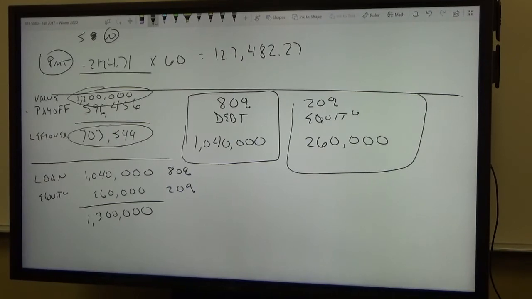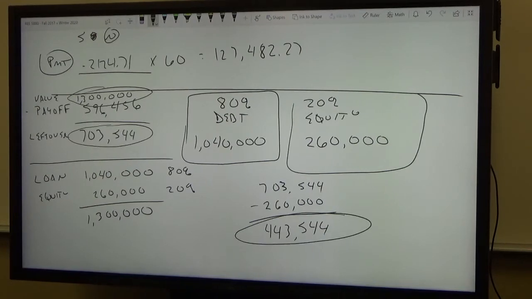Now, this 260 is going to come out of our what? That leftover cash. So we're basically going to say 703,000 minus the 260, which is 443,5. All right, so this would be the dollar amount on a before-tax basis that we would walk away with. It shouldn't be taxable because, once again, we're refinancing the property. So this would be the amount that supposedly we would walk away with. Does that make sense to people, yes or no?